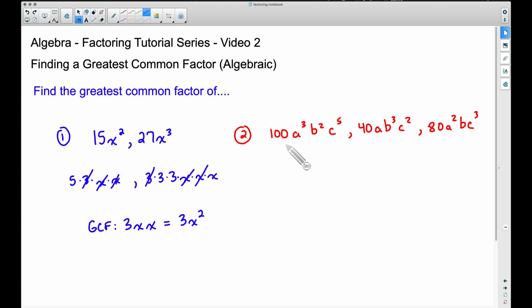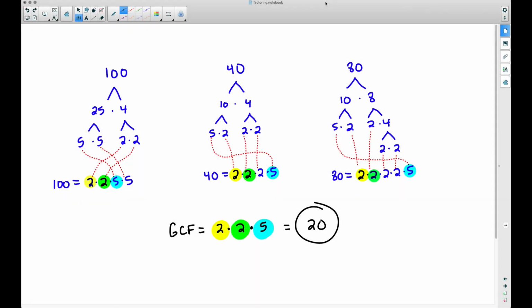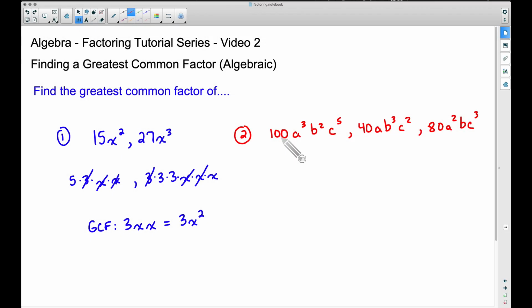With that in mind, let's move on to this one here. We have 3 pieces to find the greatest common factor of. Now, you could do the prime factorization of 100, the prime factorization of 40, and the prime factorization of 80. However, use a little bit of mental math, and the GCF is not 10, it's actually 20. Pause the video here to see the prime factorization of 100, 40, and 80, and you will see that the GCF is 20. This is very similar to what we covered in part 1. 20 goes into 100 5 times, 20 goes into 40 2 times, and 20 goes into 80 4 times.